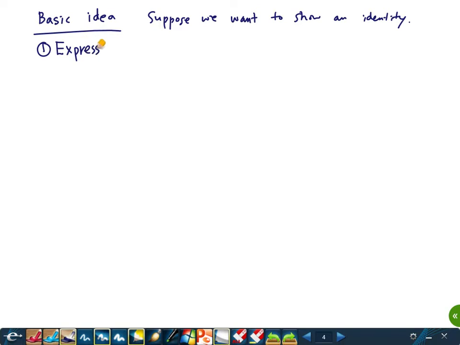First, you express things in hypergeometric notation. Express one side. So the identity is something like this: a summation of something equals a single term. Suppose you want to show that. Then express one side, the left-hand side, which is a sum, as a hypergeometric series. Try to write this as a hypergeometric series, something like that.